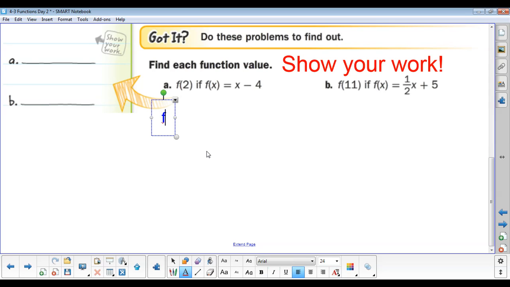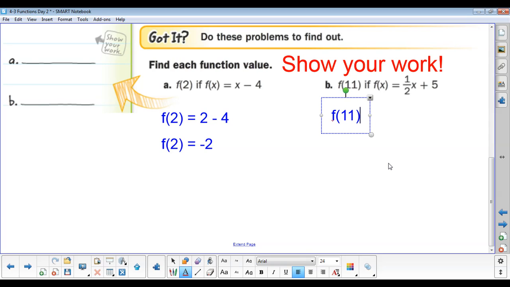To check your work, f of 2 should be 2 minus 4. Nice simple one for us. 2 minus 4 is negative 2. And over here, we got a fraction. It's going to be slightly more complicated. F of 11 is 1/2.